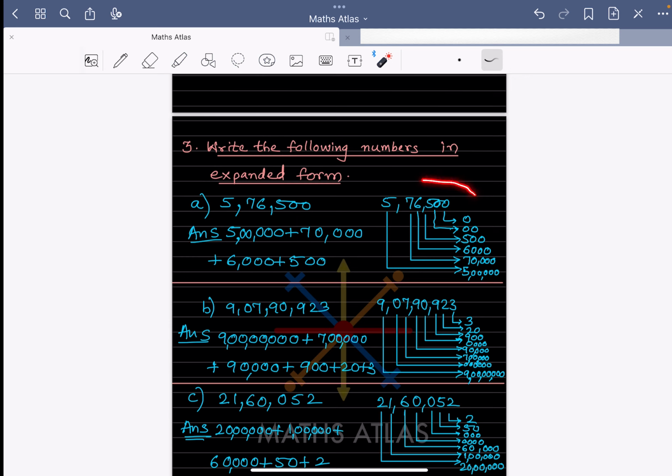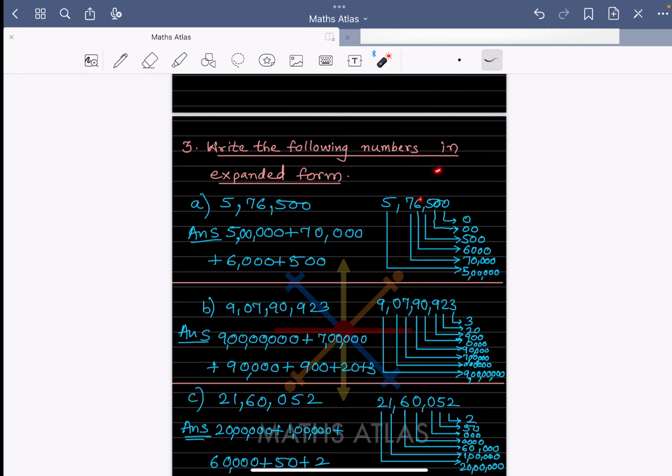What does this say? 5,76,500. I have done some rough work over here on how to split it up. The first digit is 0. Which place is 0 on? This is ones, tens, hundreds, thousands, 10,000, and this is lakh. So 0 is on the ones place, and 0 into 1 is 0. Again here is 0, on the tens place. 0 into 10 is 0. But I wrote 2 zeros just for your understanding, because tens and ones. Then 5 is on the hundreds place. So 5 into 100 is 500.